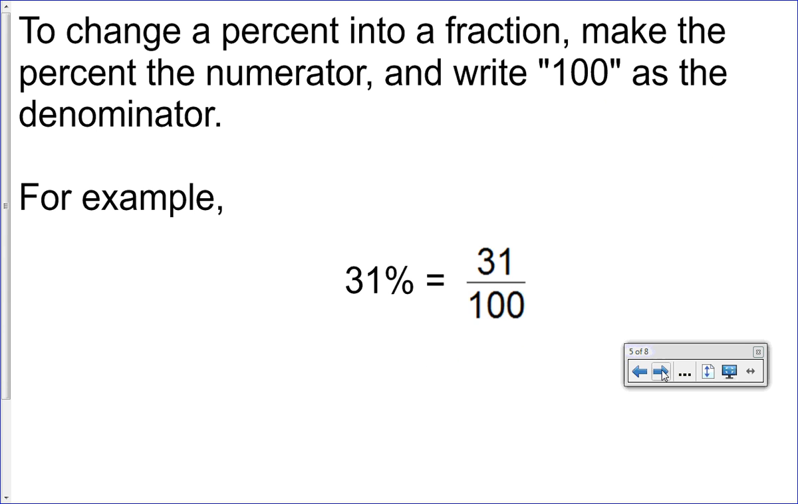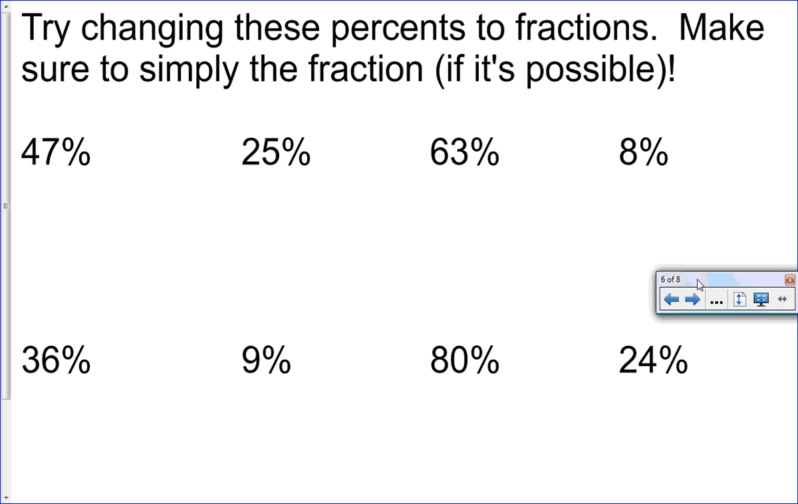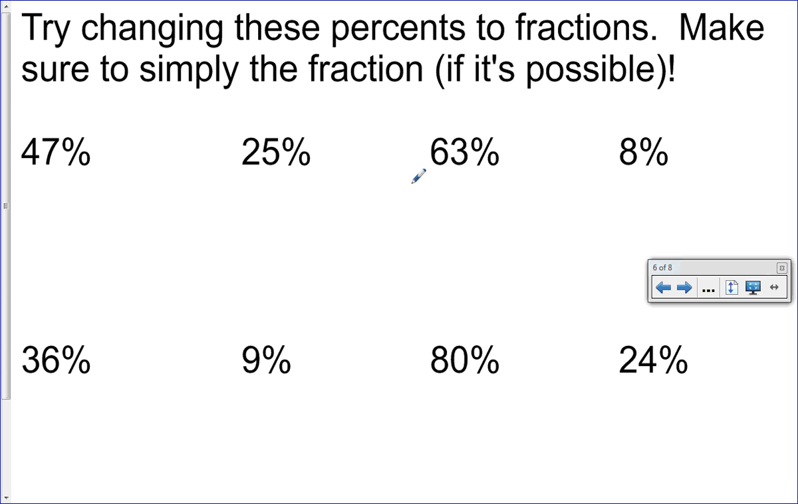Moving forward, to change a percent into a fraction, make the percent the numerator and write 100 as the denominator. So for example, 31% equals simply 31 over 100. So let's look at some examples here. I'll try 2 or 3 of them, and you'll try the rest out at home before we go over the remaining problems at school the next day.